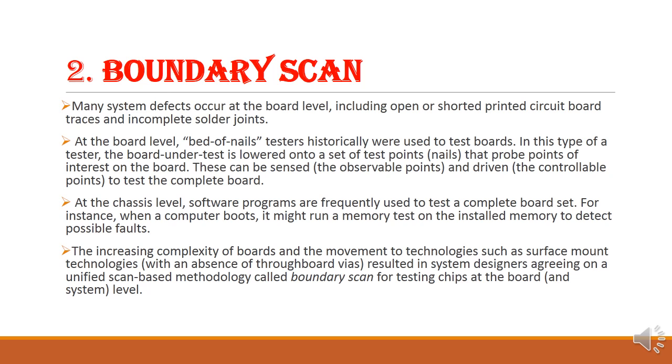Then the next method is boundary scan. Many system defects occur at the board level, including open or short circuited printed circuit board traces and incomplete solder joints. If an error occurs at the IC or chip, then we have to remove that chip and test it in the bed of nails testers. This is the normal procedure. But nowadays the ICs are surface mounted ICs, so we cannot remove them from the chassis. For that purpose we go for boundary scan testing of chips at the board level.